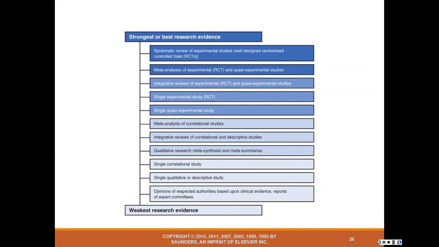Next level would be integrating the reviews of experimental, RCT, and quasi-experimental studies. The next highest level would be a meta-analysis of experimental and quasi-experimental studies. And the highest level is a systematic review of experimental studies, well-designed, randomized controlled trials. So if I asked you what is the highest level of evidence to support practice, it would be systematic reviews of experimental, well-designed controlled studies.